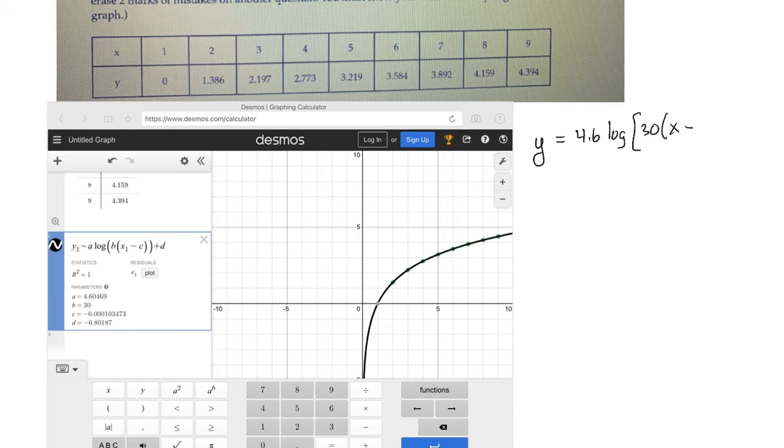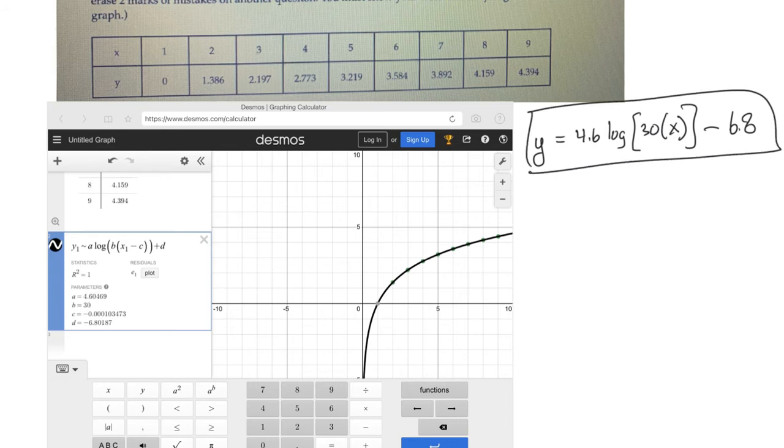X minus C, and C is a negative, oh, it's almost 0. I'm just calling that 0. I'm not even putting a number in there. You could, but it's so close to 0, I'll just leave it. And then D is a negative 6.8, call it. So that is my function.